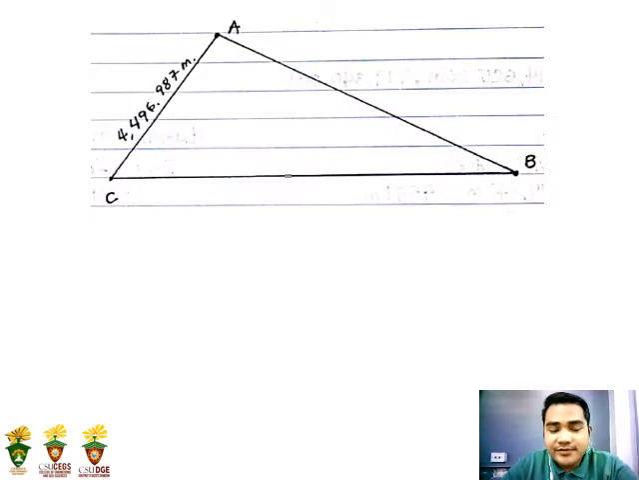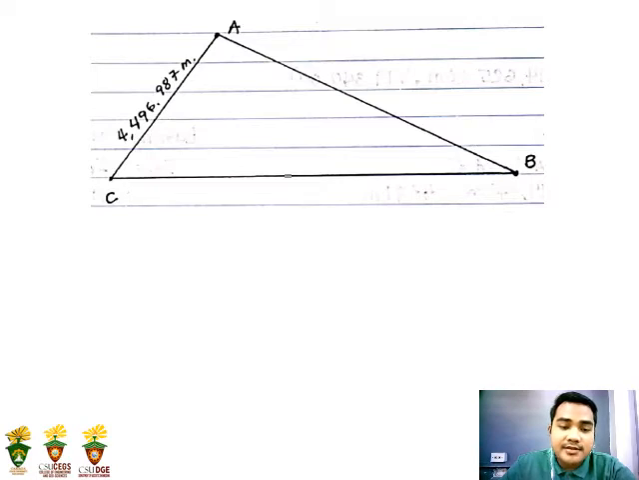Alright, so to solve this problem, the first thing that we need to do in problem solving is to illustrate, or to sketch or draw what is the meaning of the problem, kung unsay gihatag sa problem. So ato siyang ipulat. So the first thing that gihatag is ang kaning line nga from A to C.